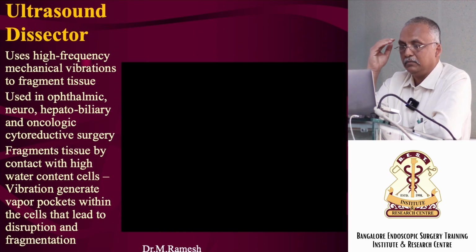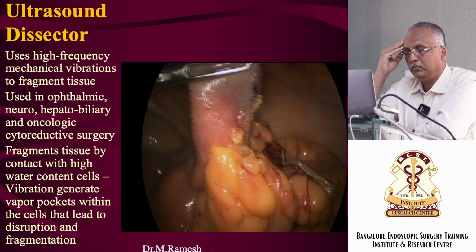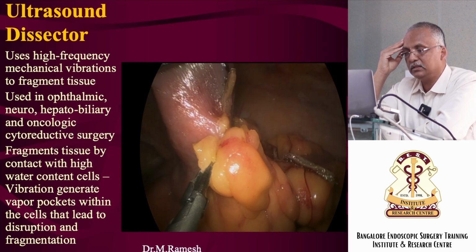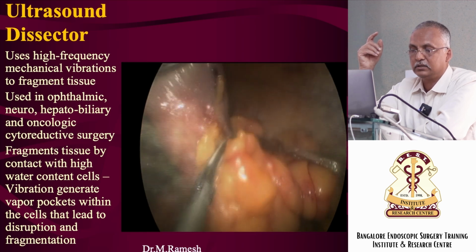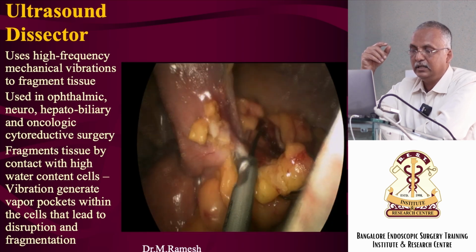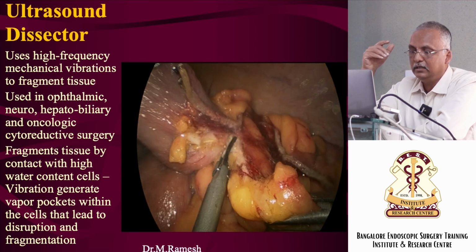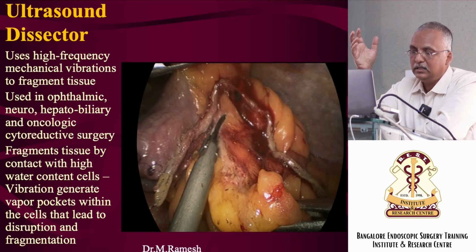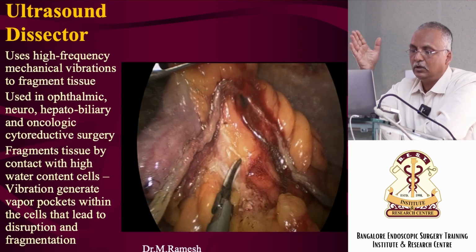Now ultrasonic dissector, this is something that we use in cytoreductive surgery. I've put a wrong video here. Actually this is harmonic scalpels, ultrasonic scalpels. This is an ultrasonic scalpel being used on tissues. This is the intestine and the mesentery, and we are cutting the mesentery. The mesenteric vessels are being coagulated and cut. There is not a single drop of blood in spite of cutting all this, and you will never know because you are sealing off the tissue on either side.